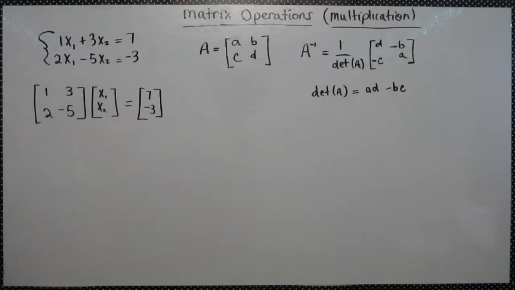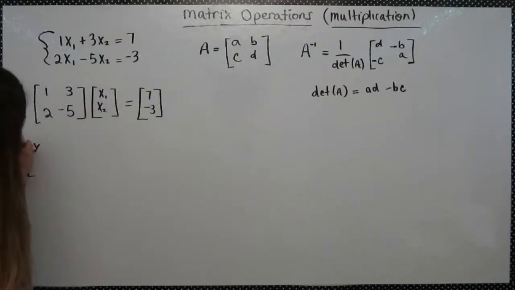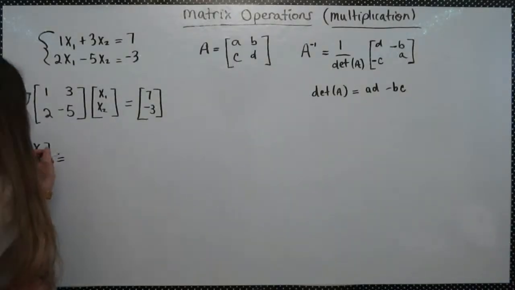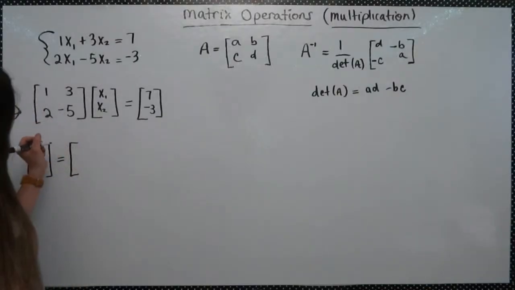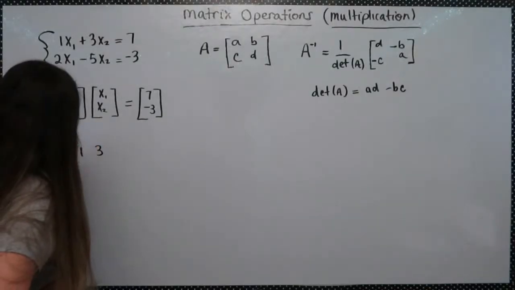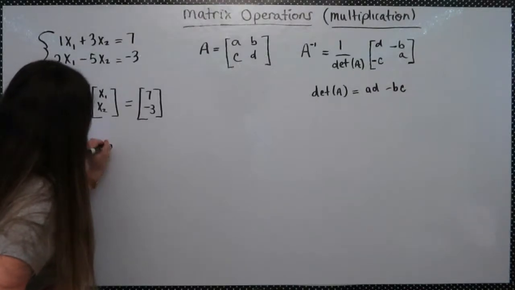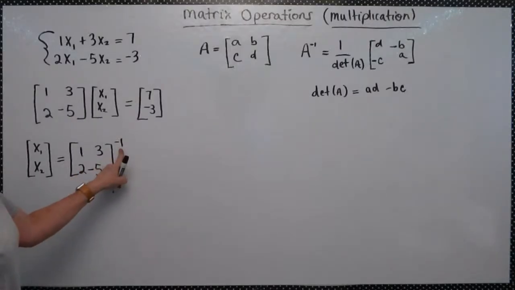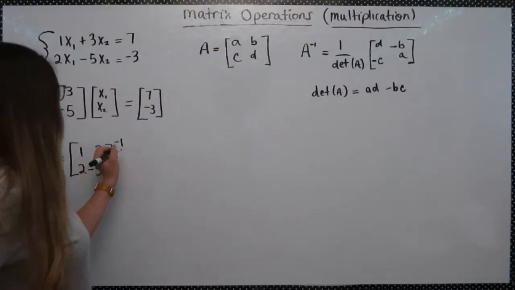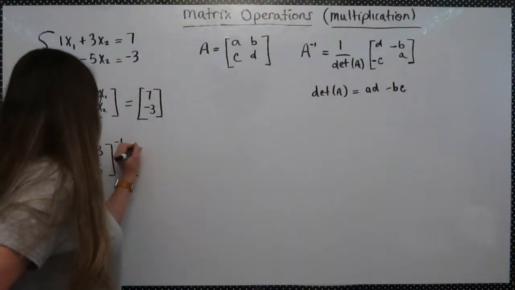And then what you can do is you turn around, you solve it. So you solve this thing for x. X sub 1, x sub 2, the property of inverses, it's going to equal the inverse of this one. So it's like 1, 3, 2, -5 to the -1, because that is the notation in math for inverse, times your constant matrix, 7, -3.